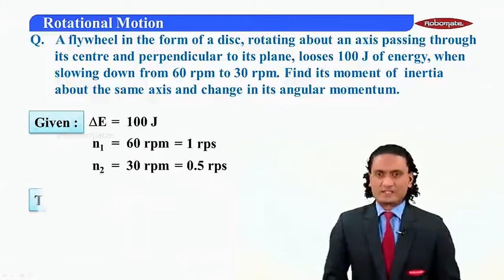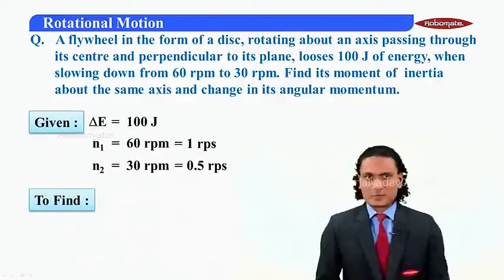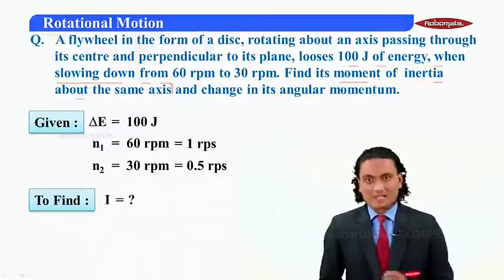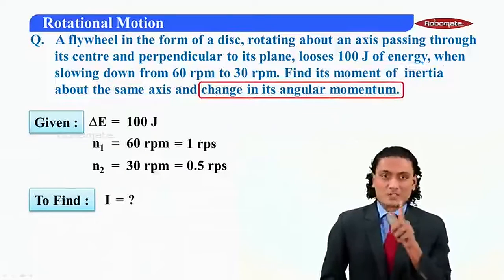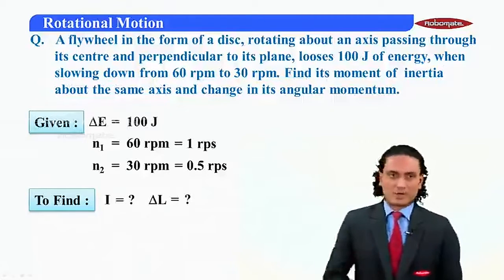What is the second step? Yes, second step is we are going to write down which quantity we need to find. Again, if you see the question, find its moment of inertia about the same axis. So I is asked, then change in its angular momentum, delta L is asked. So these are the two quantities that we need to find.